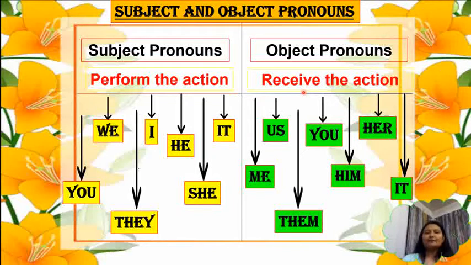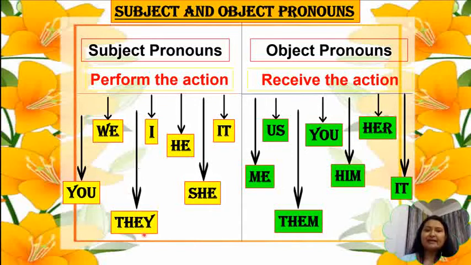Okay, so for example, this is my right hand and this is my left hand. So my right hand hits my left hand. So who is doing the action? My right hand is doing the action. And who is receiving the action? My left hand is receiving the action. So this is the subject pronoun, the doer of the action, and this is the receiver of the action, that is the object pronoun. Okay, so we will find many sentences where we will see the subject pronoun as well as the object pronouns.